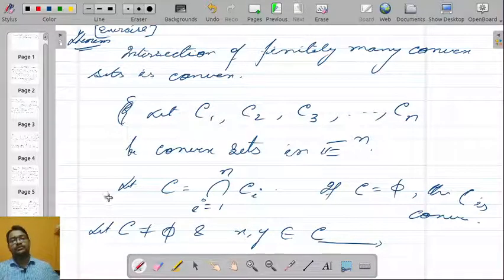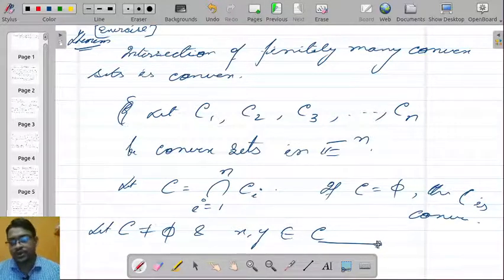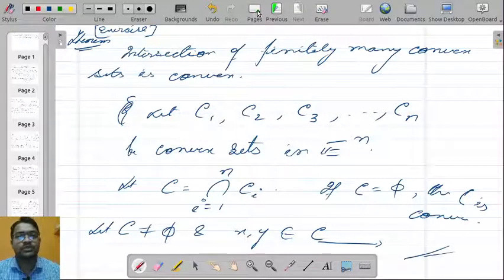Whatever we have shown, you take one lambda which lies between 0 and 1 and show that lambda x plus 1 minus lambda y is an element in C. I hope you will be able to do it. Please do it yourself.